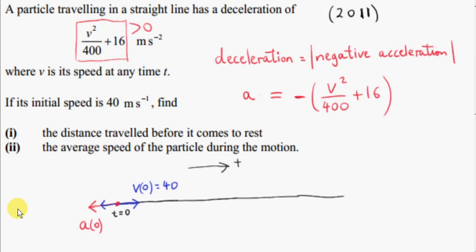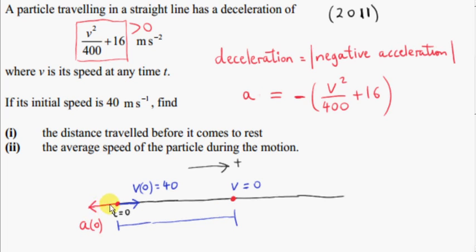So a particle with negative acceleration could be either moving to the right and slowing down, or moving to the left and speeding up. We're interested in the situation where it's moving to the right and slowing down. Eventually we want it to come to rest. So let's suppose it comes to rest here. We want to find the distance that it travels in coming to rest.